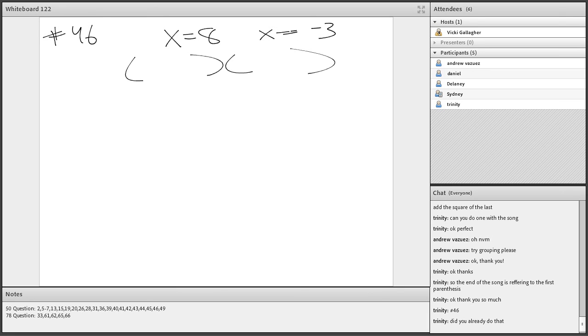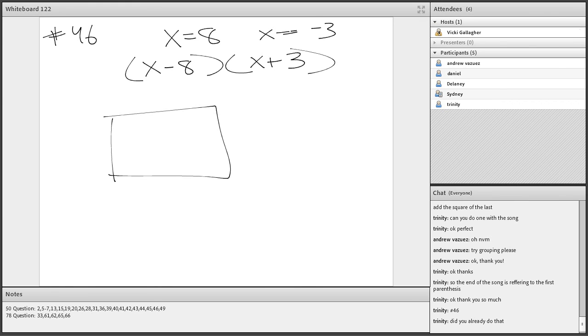So like to get an answer of +8, you have to do x minus 8 for the parentheses, because then you would plus it to the other side. And to get an answer of -3, you would have to have x plus 3. Then you would subtract it to the other side. And then you multiply these together.